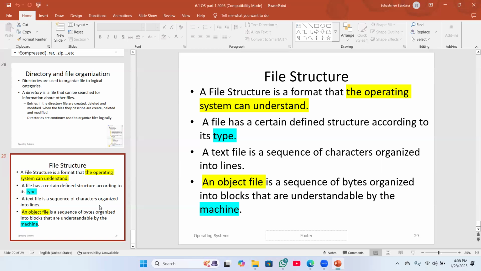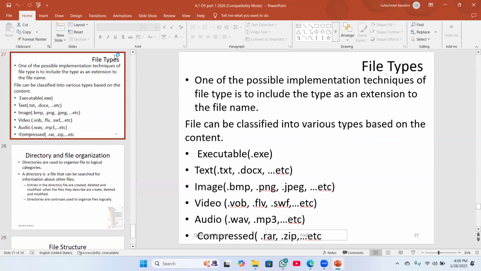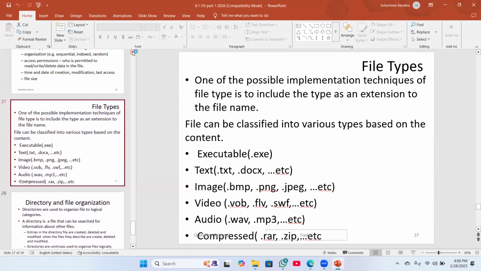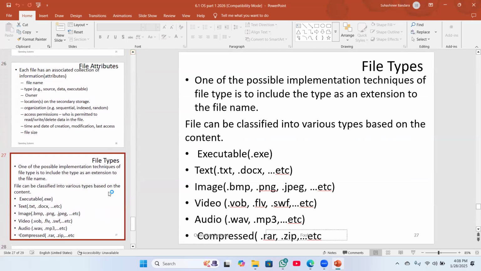Okay, first we'll finish these three slides, then after that we'll move to the next section. We did up to the file types. No, we did file attributes. Then we are going to discuss the file types.